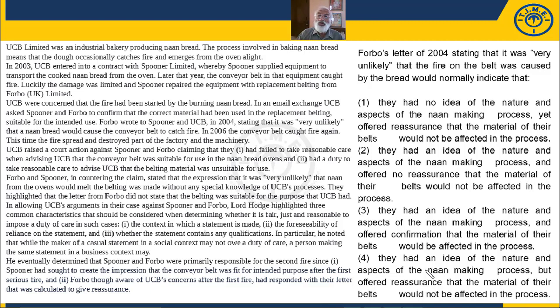4 tells us that not only had they an idea, you would normally assume that they have an idea of the nature of the naan making process, and they are offering reassurance that the material would not be affected by that process. So this then is your answer because it carries both elements of very unlikely. That means very unlikely is we know what it is you're going to use it for, but we don't think what you're using it for is actually going to cause any problem to the belts that we're using. And therefore, 4 is the answer to this question. Let's look at the next one.